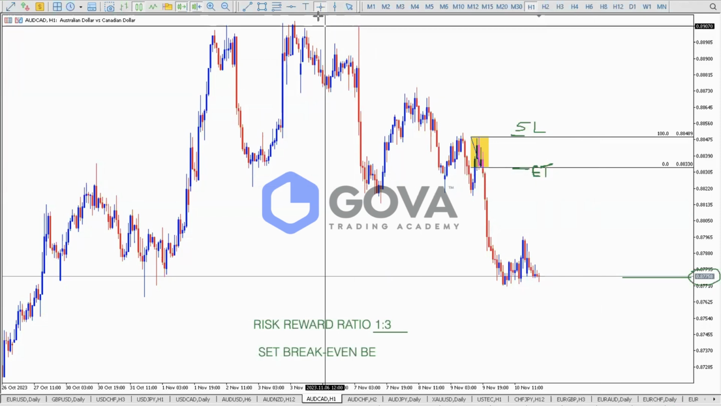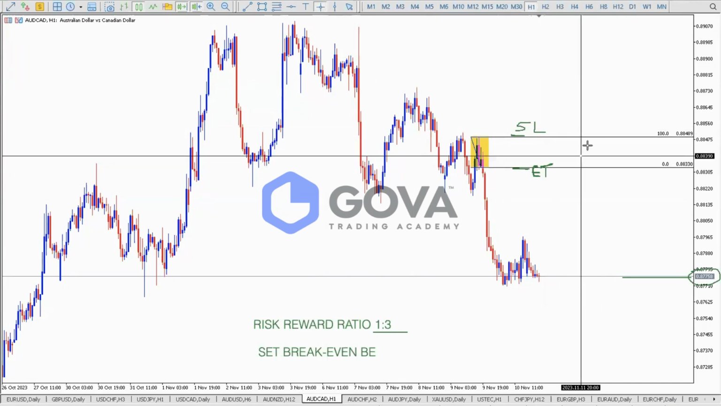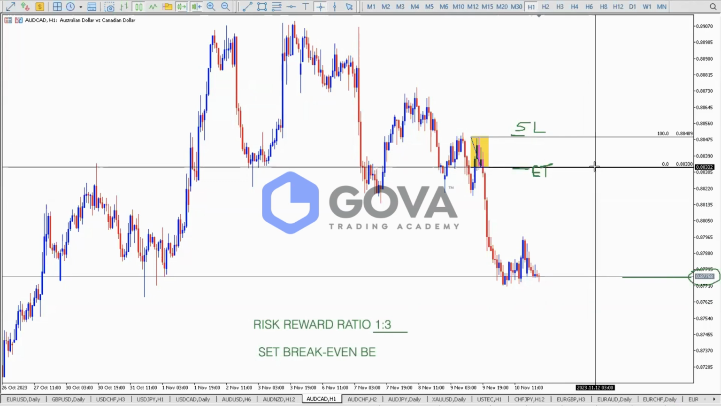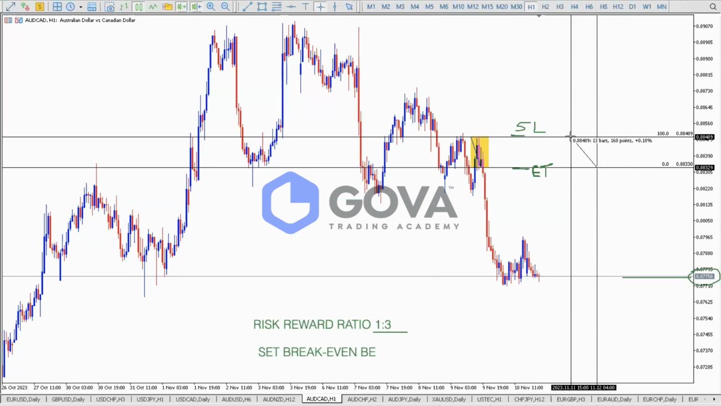So you need to use your cross to calculate it. You can see the cross here. Bring the cross to your chart. Put the cross on your entry point. So I'm putting the cross on my proximal line. Drag it all the way up to the distal line. Now you can see, guys, this is 16 pips.